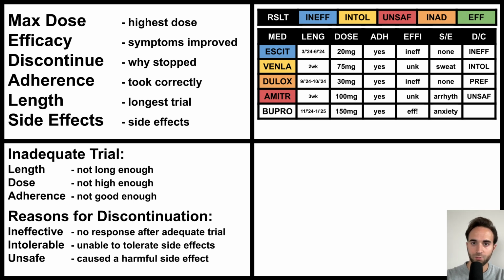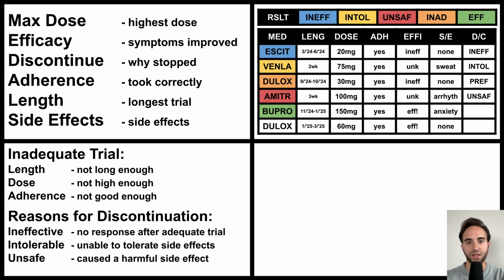Next is bupropion, which was tried for 2 months at a max dose of 150 milligrams with good adherence and caused some increased anxiety, but was effective for the patient's depression. The patient felt this side effect was tolerable, and since it had an effective response, this could be considered an effective trial. For some patients, they would be content to stick with this medication, but let's say they wanted to give duloxetine another try. This time around, the patient tried the medication for an adequate length, 2 months, at an adequate dose, 60 milligrams, and found that the medication was effective without side effects. So ultimately, duloxetine was also an effective trial and was superior to bupropion since it did not have any noticeable side effects.